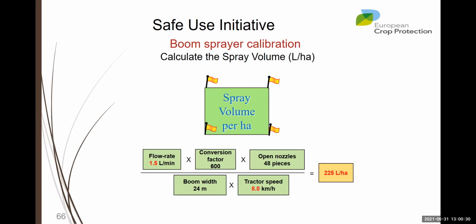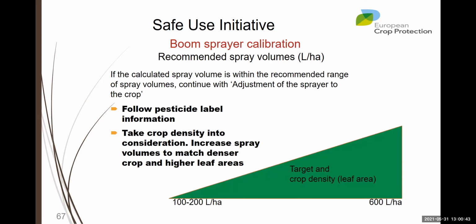So by having this calculation, you would end up with about 225 liters of liquid per hectare. Okay, so this is where you can estimate the spray volume per hectare.